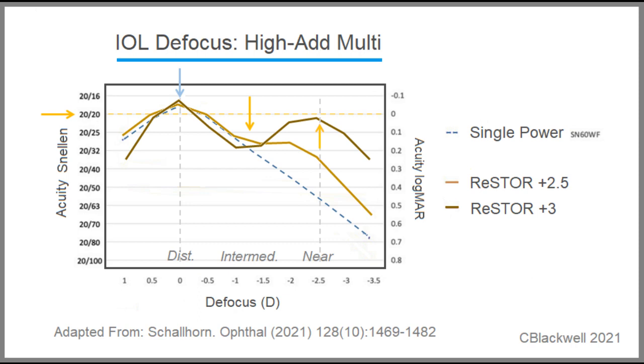This shows the Restore Multifocal that comes in two different reading add powers. The higher add, darker line boosts near vision close to 20/20 without affecting intermediate. The last option is the PanOptix or trifocal lens, the green line. It aims to give focus at all three distances, measuring better than 20/25 at each.